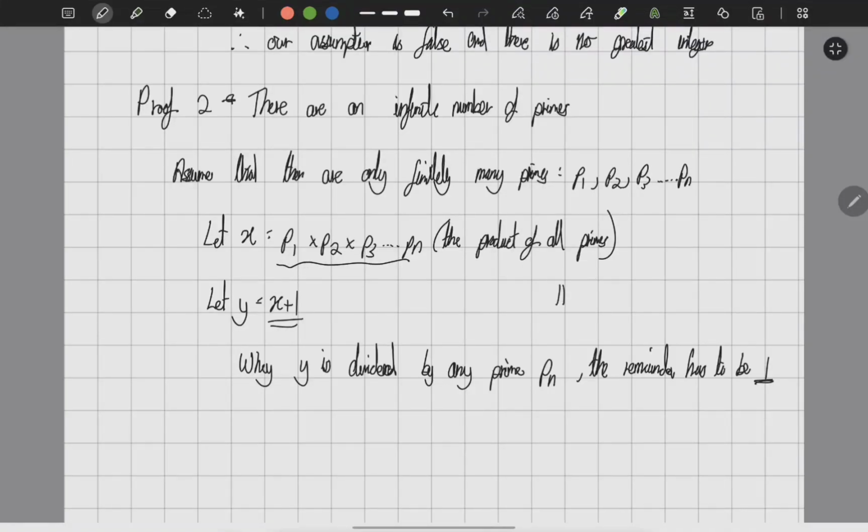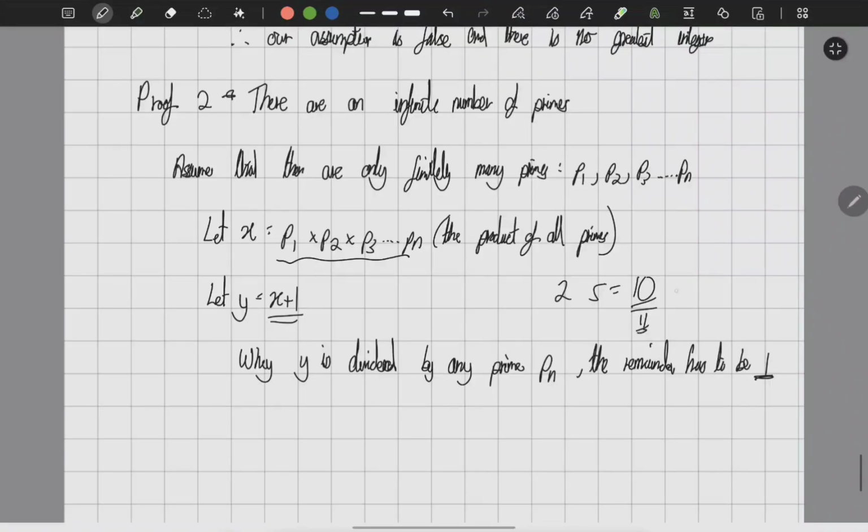So let's say I had 2 primes. 2 is a prime, its factors are 2 and 1. 5 is a prime, its factors are 5 and 1. Let's say you multiply these together, it's 10. So 10 plus 1 is 11. Now 11 we divide by 5, we get a remainder of 1. 11 we divide by 2, we get a remainder of 1. So this is true, this is fine.